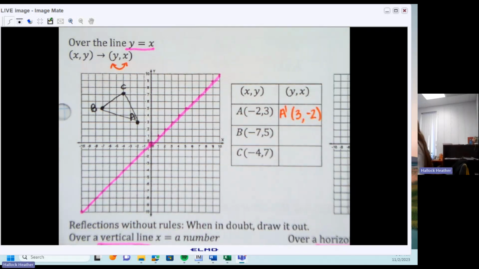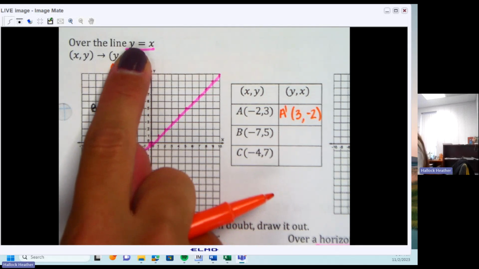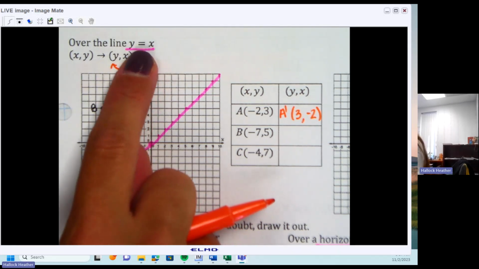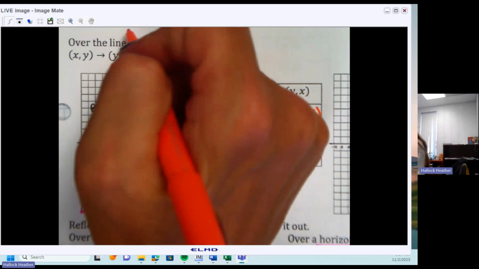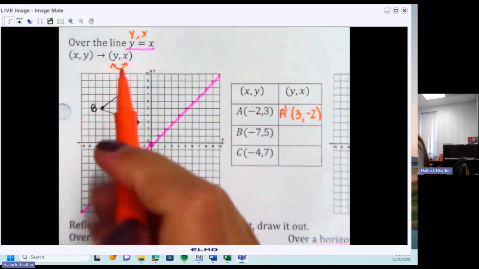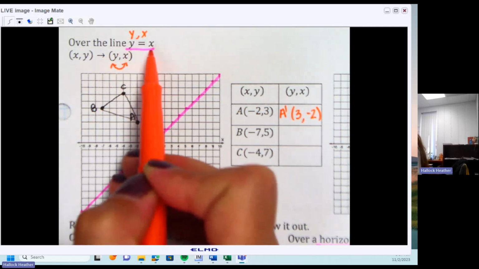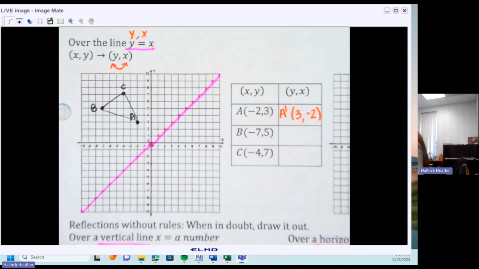So it's literally just flipping because it's a positive sign. And if you look at the equation, y equals x, the placement in the actual equation of the line, y is first, and then x is next. They're literally showing you it's just flipping. The equation is xy, yx, so it's literally flipping its place.